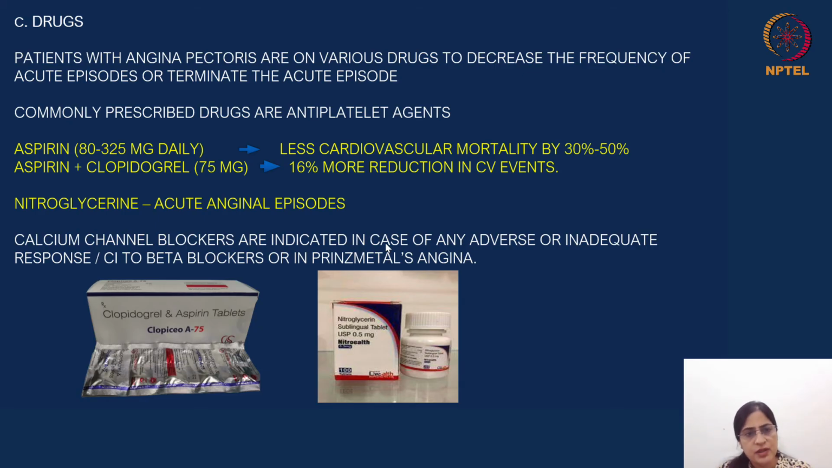Now, there are some patients who would be on calcium channel blockers also. They are indicated in case of any adverse or inadequate response to beta blockers, or contraindication to beta blockers, or in case of Prinzmetal's angina. So when we talk about the antiplatelets, this is the aspirin or a combination of clopidogrel and aspirin mostly given to the patients. This is the nitroglycerin tablets.